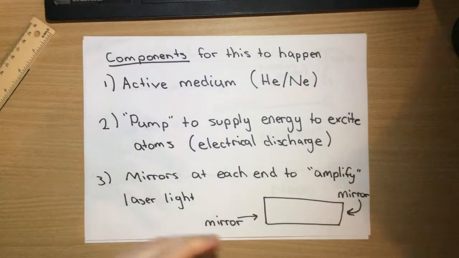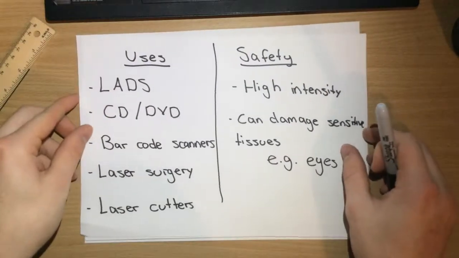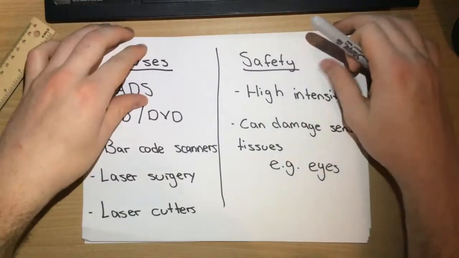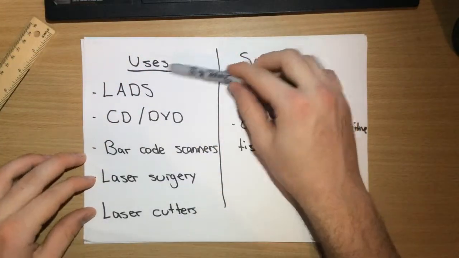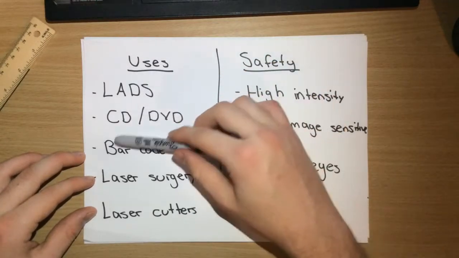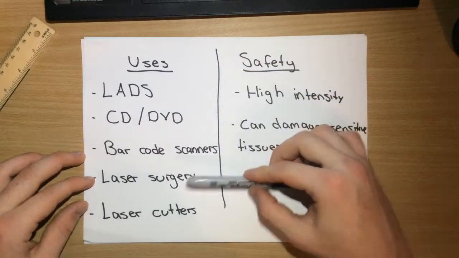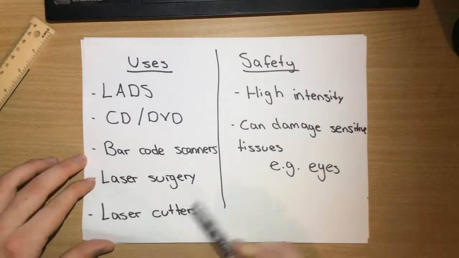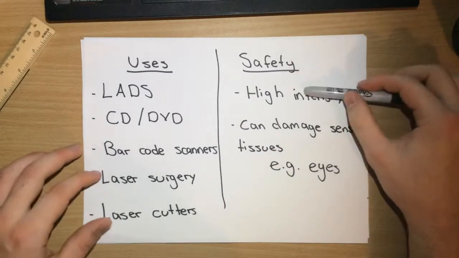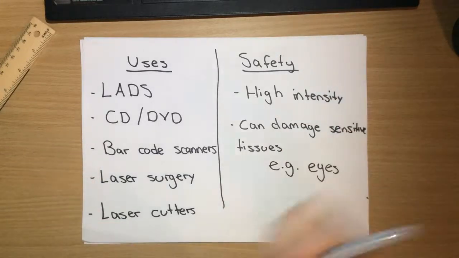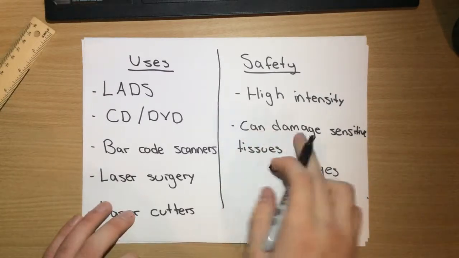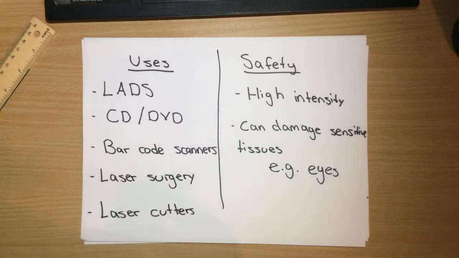Just quickly, we're going to finish off with the uses and the safety aspect of the laser. I'm not going to go into too much depth, but basically we've got hundreds of uses of a laser: LEDs, CD players, DVD players, barcode scanners, laser surgery, and laser cutters. We've got a few of these in the school. As for the safety aspects, because a high intensity light is produced, it can damage sensitive tissues in your body, like your eyes. So obviously you never look at a laser, because that can cause damage. All right, so that's the end of this section.